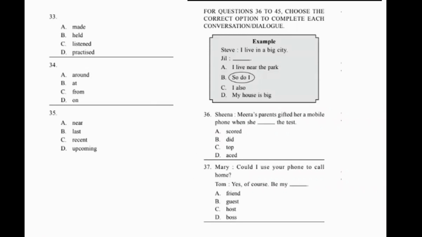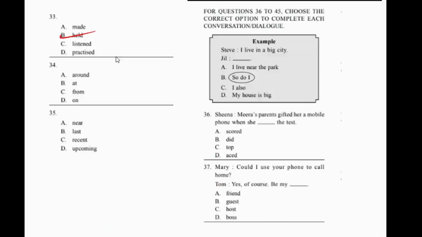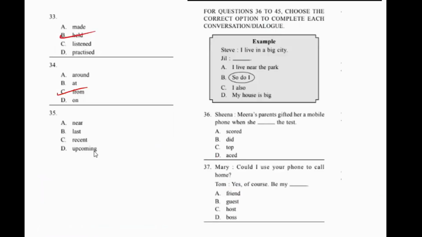For question number 33, the correct answer is: the auditions will be held on 7th of July 2016 at the school auditorium, dash 1 p.m. to 2 p.m. Obviously it is a particular time, right? From 1 p.m. to 2 p.m. So the correct answer for question number 34 is option C, from. Next, the last one: the successful candidate will choreograph for the dash inter-school dance competition, for the upcoming inter-school dance competition. So this is how you have to answer the questions for the given notice.